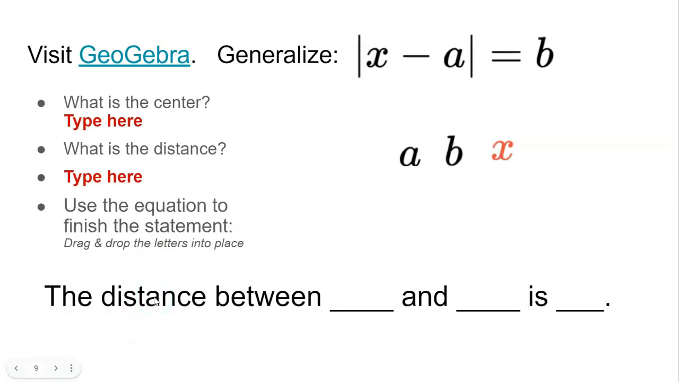Then this one is going to be a more general statement. I tell them this is to generalize in their notes. You're coming up with a rule that'll work for all cases. So what would the center be in this statement? And what is the distance in this statement? Let's put this a, this b, and this x in these blanks. Where would they go? Drag and drop them in there.